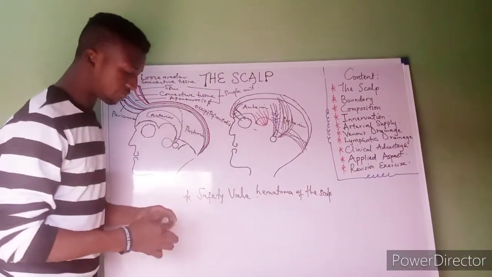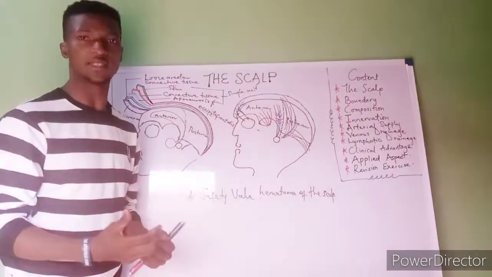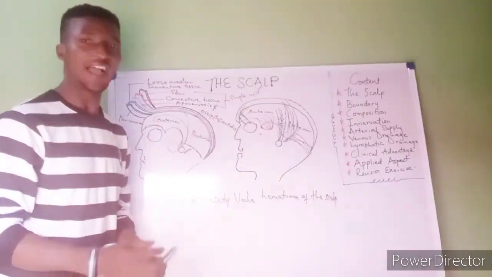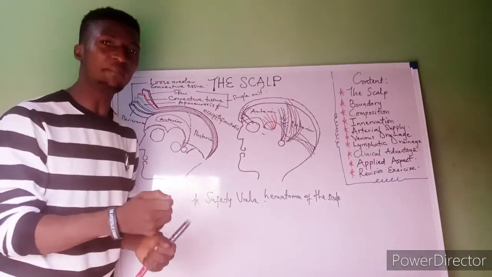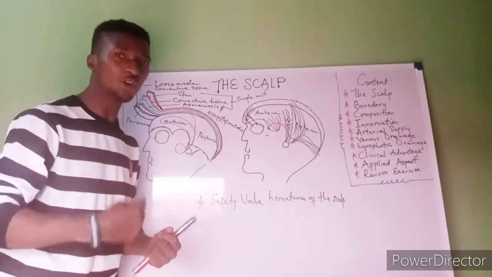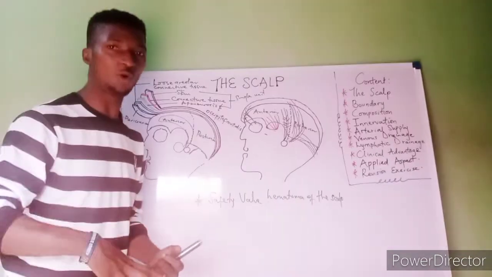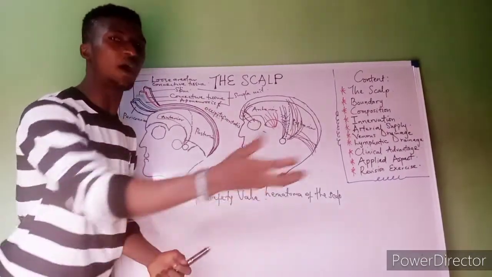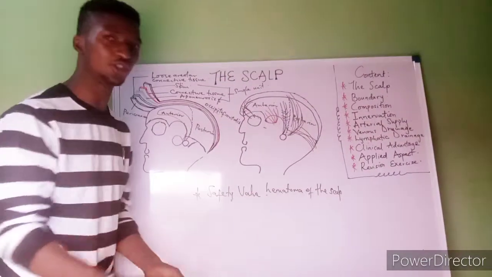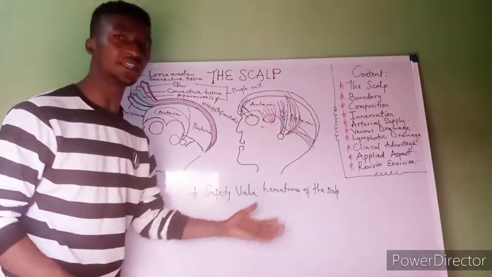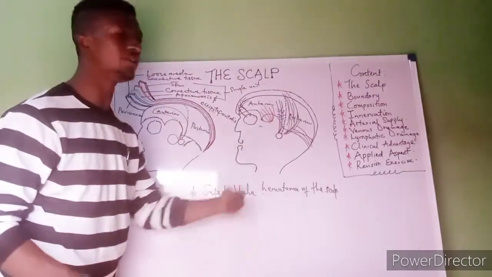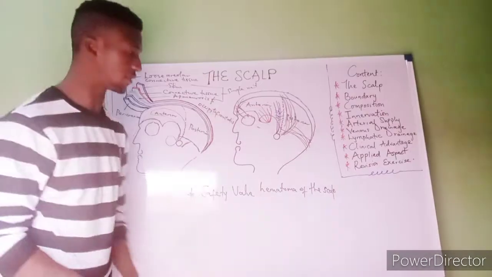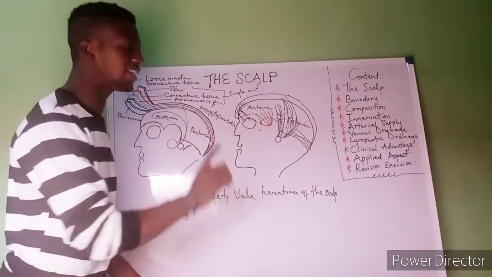In the subdural space, there can be accumulation of blood. With the help of the emissary veins, which connect the internal part of the skull to the external part of the skull, the blood is drained out to the scalp region. So this is called a safety valve hematoma. It prevents accumulation of blood in the subdural space. So that's the clinical advantage.